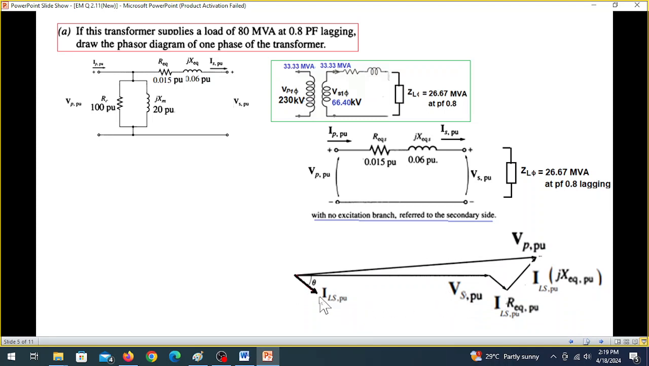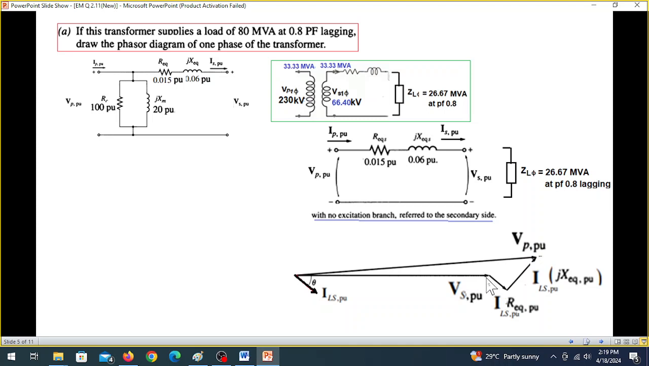Now the phasor diagram looks like this. This is the line voltage. This voltage is line voltage, we are calling this, line current, I'm sorry. This is the line current. Then we take the output voltage, we are calling Vs as reference. So this is the reference with zero angle.